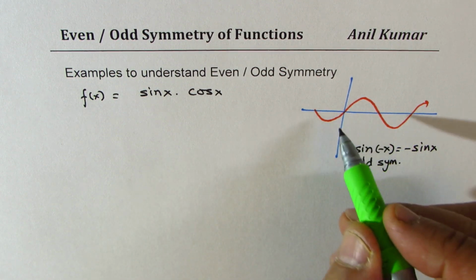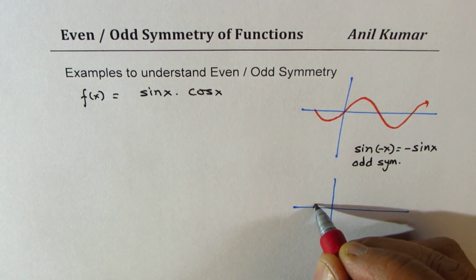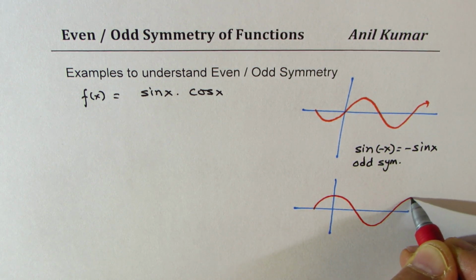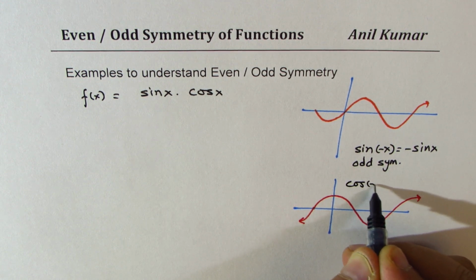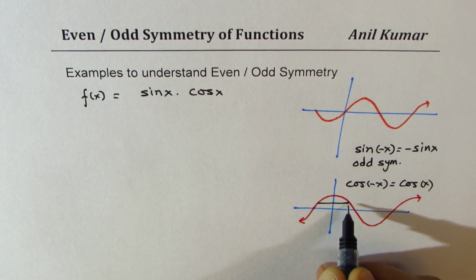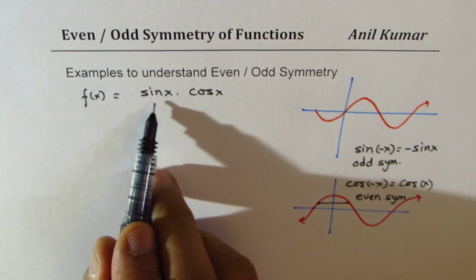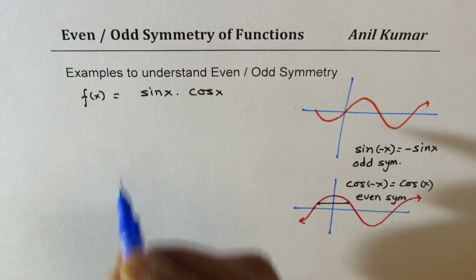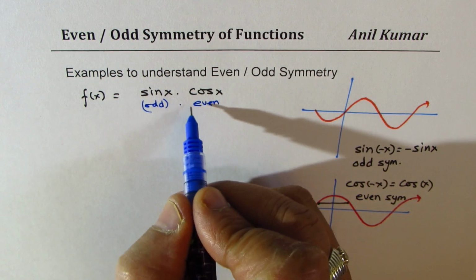On the other hand, cosine x, let's sketch it here. Correct? Now for cos x, we know cos of minus x equals cos x. Do you see that symmetry? It is even symmetry. But here we have the product of these two. So we have the product of odd times even. What do we get?